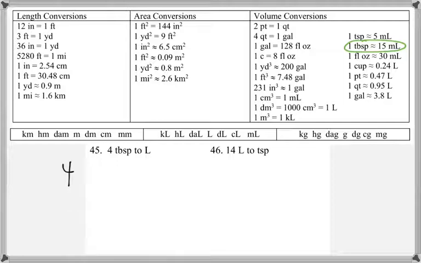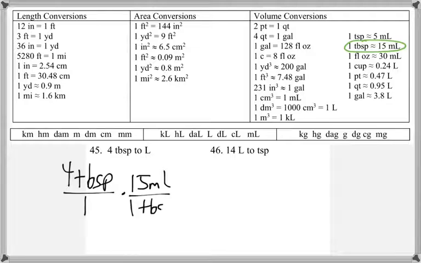So 4 tablespoons times 15 mLs over 1 tablespoon. So the tablespoons cancel out. 4 times 15 divided by 1, and we get 60 ml.